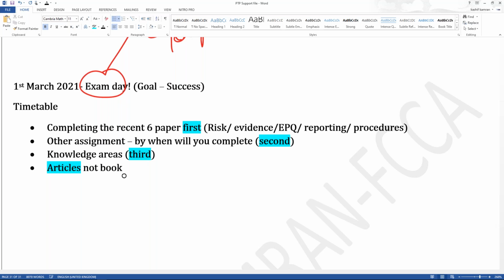Is that important? So will you make a strategy towards the exam in an effective manner? Prepare yourself topic by topic. I think that's a better approach. Complete topic by topic. Risk done, evidence done, EBQ done, reporting done, procedures done. Okay, start with other assignments. Start with knowledge areas. Even if you start knowledge areas, seven days before exams at max you can start them. But seven days before the exam, complete other assignments: risk, evidence, EBQ, reporting, and procedures.